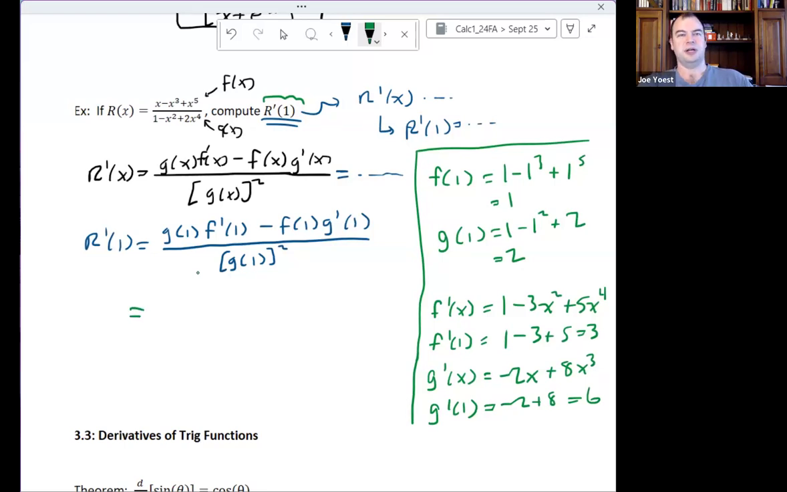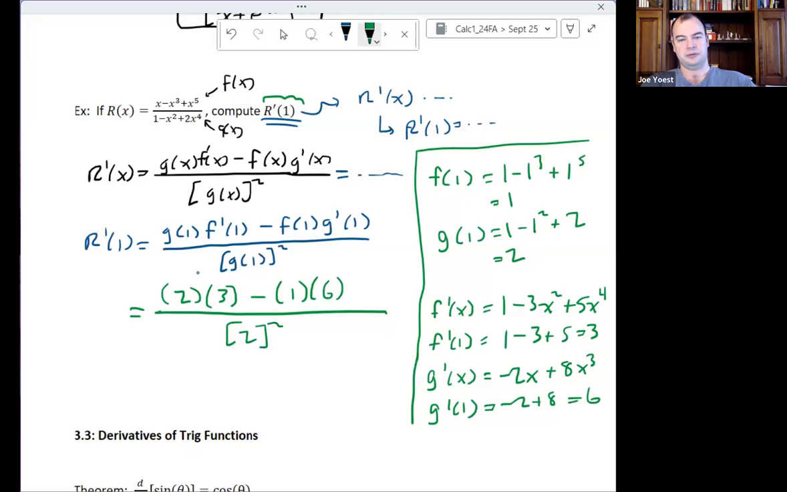And now I just come over here and plug in the numbers, not all of these different polynomials that would multiply to be huge polynomials. What's g of 1? It's the number 2. What's f prime of 1? It's the number 3. Minus f of 1, which is 1, times g prime of 1, which is 6, over the square of g of 1. Or this is 6 minus 6 over 4, or it turns out to be 0. Actually, I have a horizontal tangent at x equals 1 here.